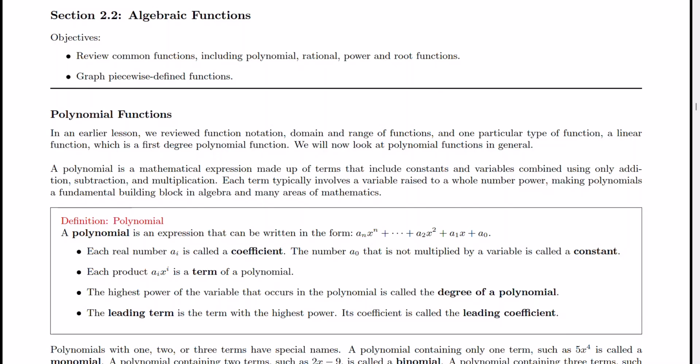Section 2.2, Algebraic Functions. In this section, we will review common functions including polynomial, rational, power, and root functions. We will also graph piecewise-defined functions. We begin with polynomial functions.